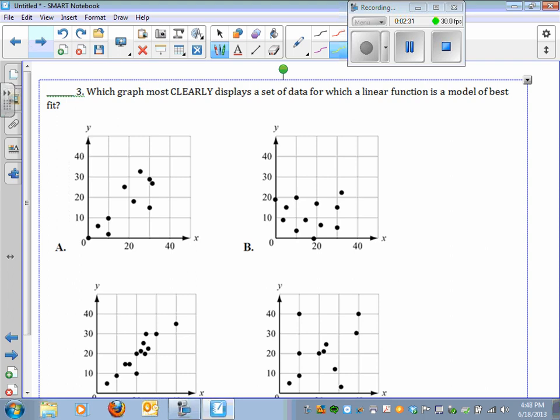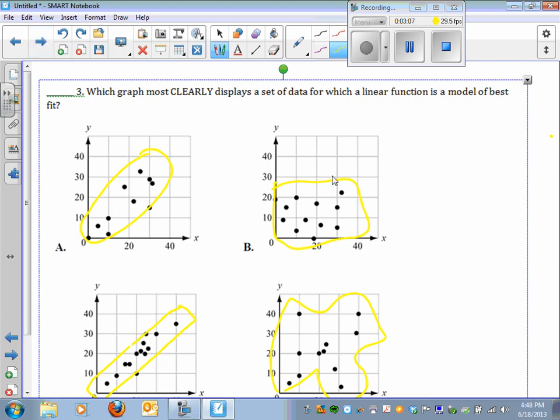Which graph most clearly displays a set of data for which a linear function is a model of best fit? Looking at this again, I told you that you've got to look at it and see, does it look like the dots are getting in a line, kind of marching together in the same direction? A is a little bit. B, not really. It's kind of just all over the place in a big box. D is also just kind of all over the place. Here we go, looking at A and comparing it to C.